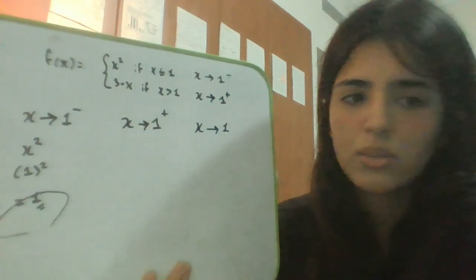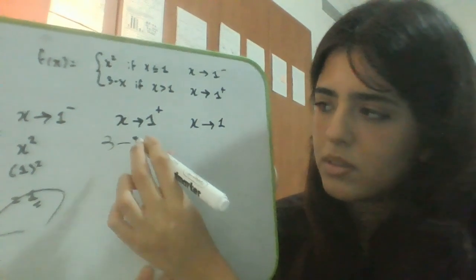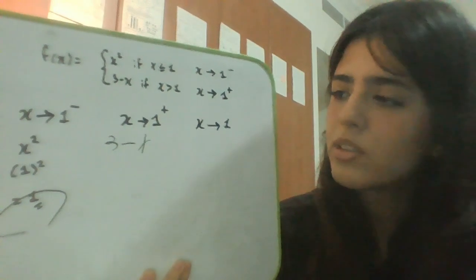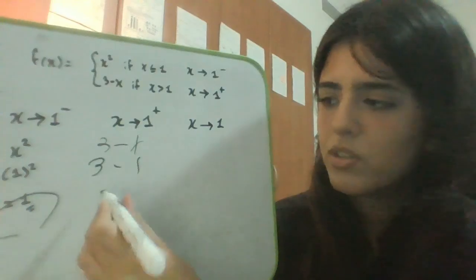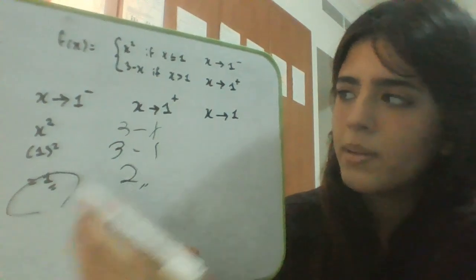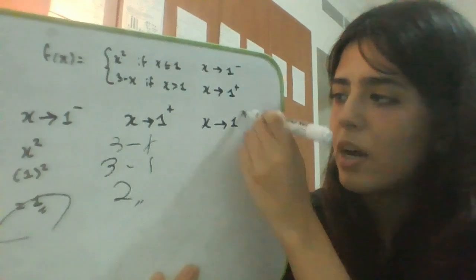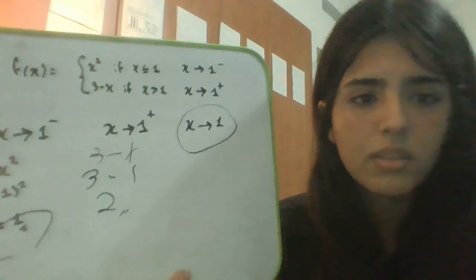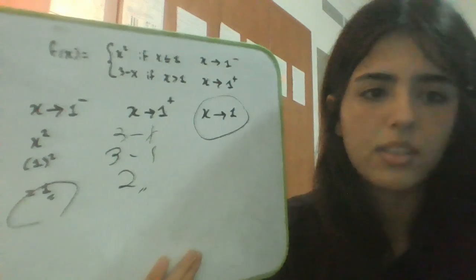Let's move on to our right limit. 3 minus x. Now you're going to just plug in 1. 3 minus 1 is just 2. So our left limit and our right limit are different from each other. So that means our limit for the whole function does not exist. Since they are different from each other, the limit does not exist.